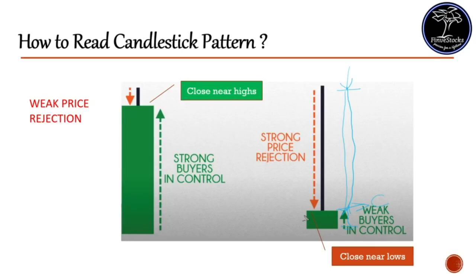So green candles are not always bullish candles. Here in this case, because of strong price rejection, the sellers are in full control even though the closing is above the open price. The candle is green but still it's a bearish candle. It shows strong price rejection and the sellers are in full control.